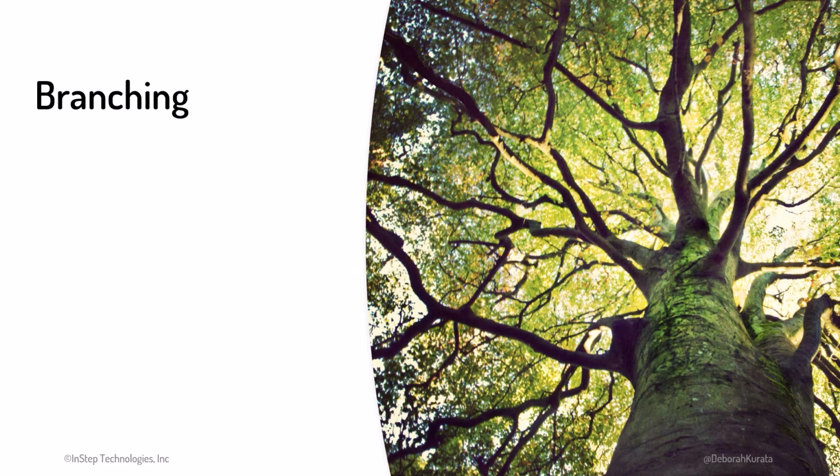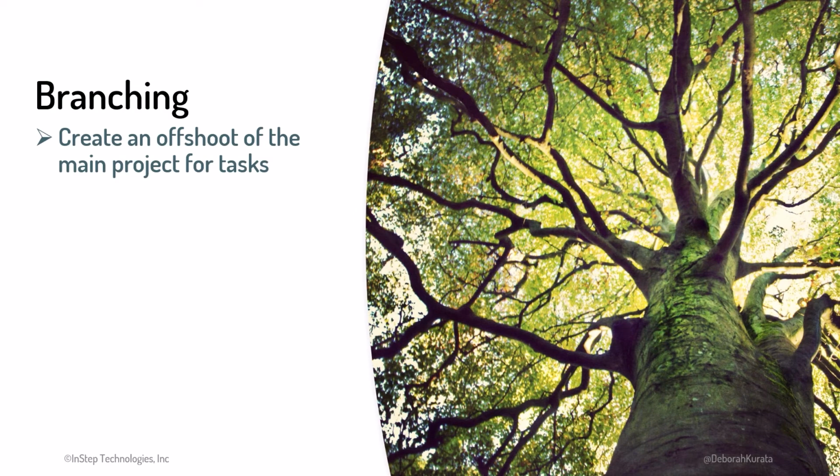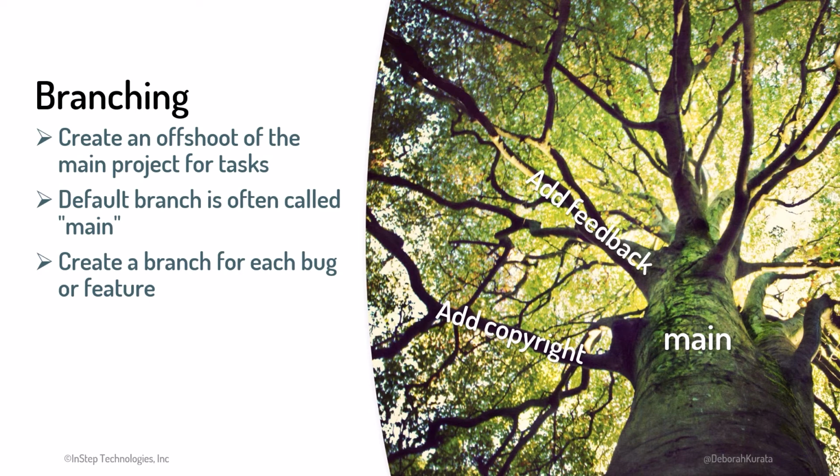Another key feature of Git is branching. With branching, we create an offshoot of the main project to separate our work for each task. It helps us isolate and work on one part of a project without directly impacting the rest of the project until we're ready to merge it back in. By default, when we initialize a Git repository, Git creates a branch, often called main, though you may see it with other names. We'll refer to the primary branch as main throughout this course. We create a separate branch for every issue or feature we work on. So as a feature is in progress, we commit our code to the branch for that feature.